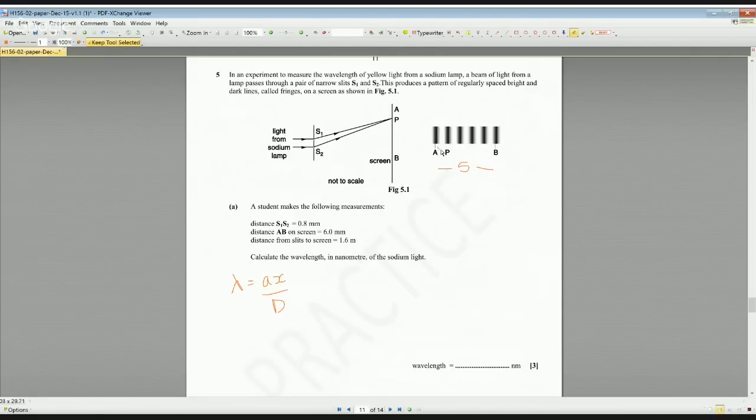Okay, 1, 2, 3, 4, 5, which means that the separation is actually 6 millimeters, 6 times 10 to the minus 3, divided by 5, which gives us 1.2 times 10 to the minus 3. So we can use that in our calculation. So we multiply together the slit separation and the fringe separation.